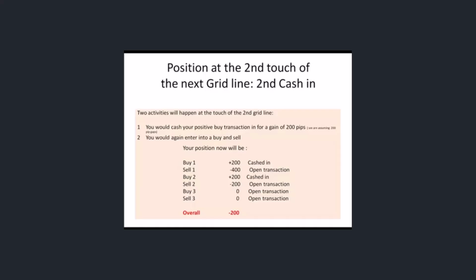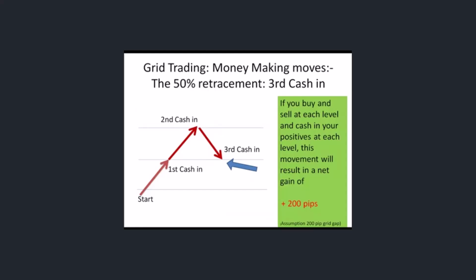You cash in the buy that has gone positive, and there is a sell transaction, which is an open transaction, which is negative 200. Remember, the sell from your first transaction will be minus 400, which is an open transaction. So at that point, you're 200 pips down. Under this move, the price would move back to your first level, and you would then cash in the sell transaction. And let's have a look at the calculations for that move.